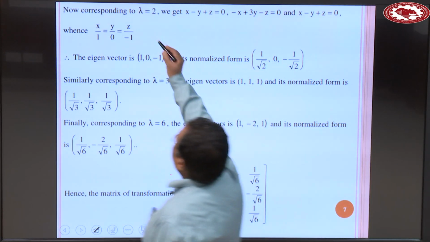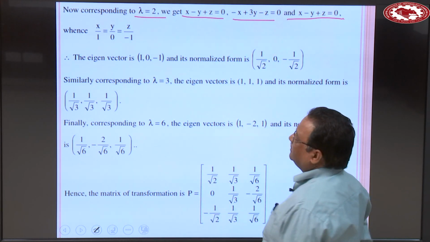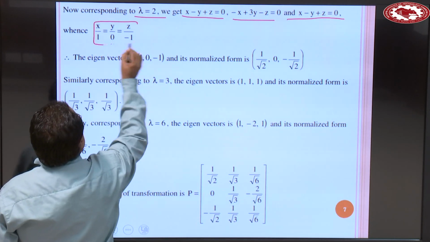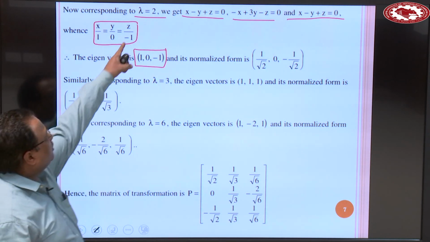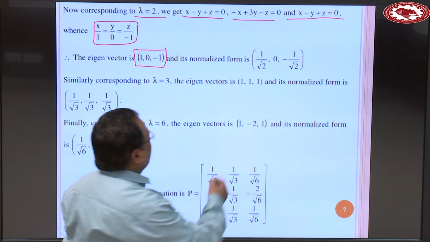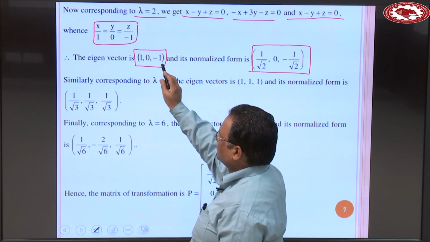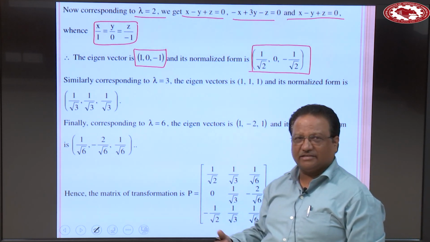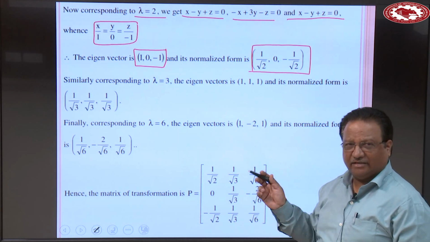Now when lambda is equal to 2, the equations become first, second and third, and we solve these equations. We obtain this, which means the eigenvector is 1, 0, minus 1. So corresponding to lambda equal to 2, this one is the eigenvector. In normalized form, these eigenvectors can be written like this. Suppose this one is x1, x2, x3. So the normalized form is x1 divided by the square root of x1 square plus x2 square plus x3 square. Ultimately 1 square plus 0 square plus minus 1 square means the denominator is root 2.